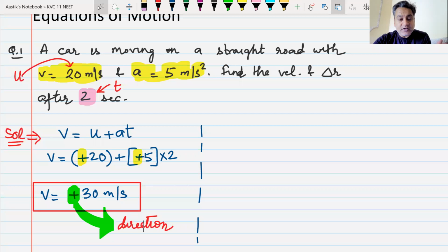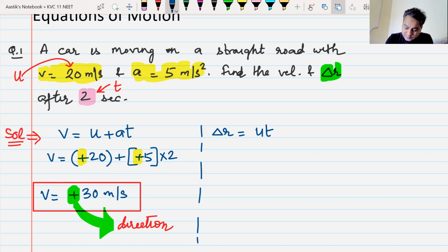We had found out the velocity. Then we go and we find out the second part, which is the displacement. How do you get the displacement? Displacement delta r is equal to ut plus half a t square. I put the values.